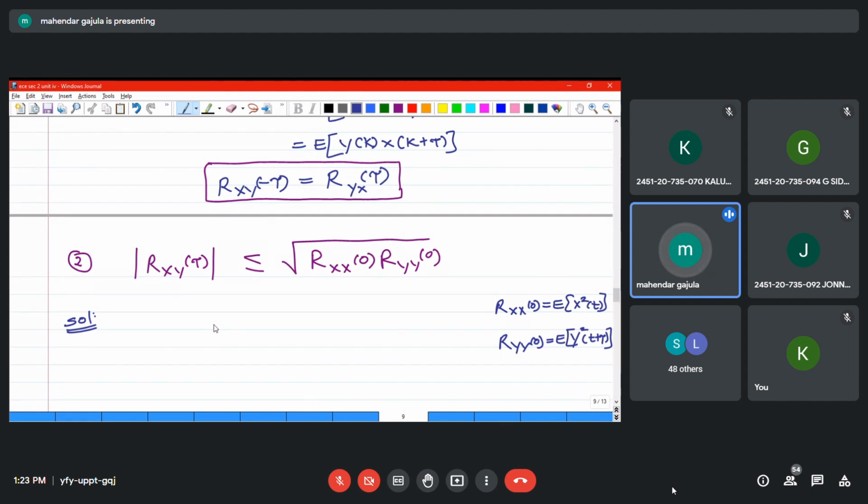Can we use a plus b whole square formula? Means xt plus yt plus tau whole square. Can we use that? xt plus yt plus tau.